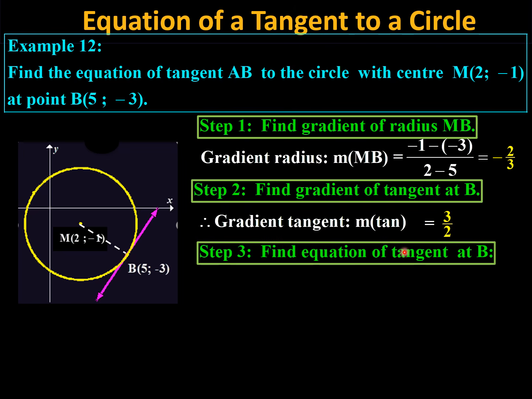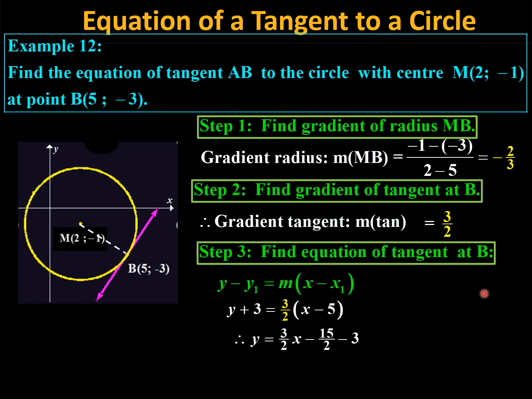Then we can use the equation formula. It's advisable to use the gradient-point version of the formula, substituting the m and the point. And the point we're substituting is B, not the center. Be careful, don't substitute the incorrect point of contact. And we remove the brackets there, and we end up with that. We can see it is a positive gradient, and you can see the y-intercept is going to cut somewhere on the negative side, and we do have a negative value there.